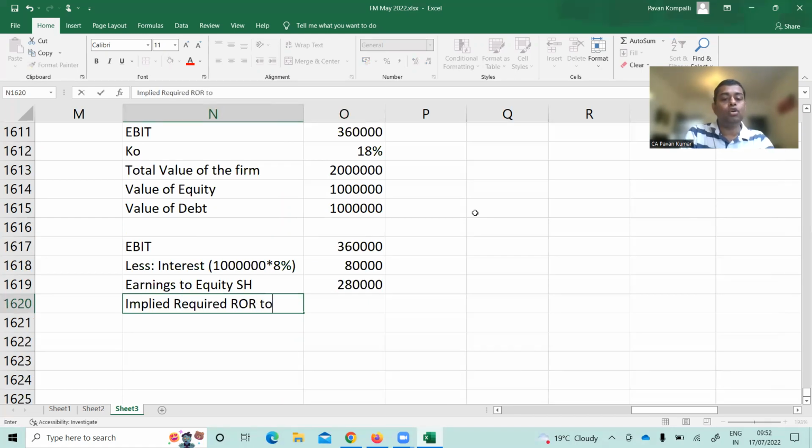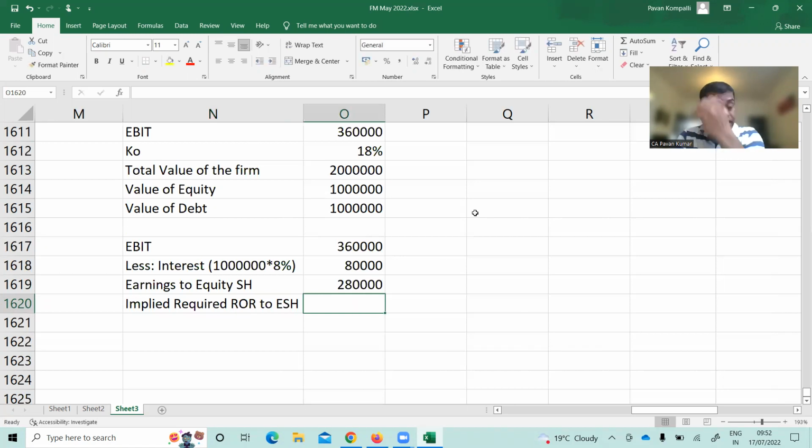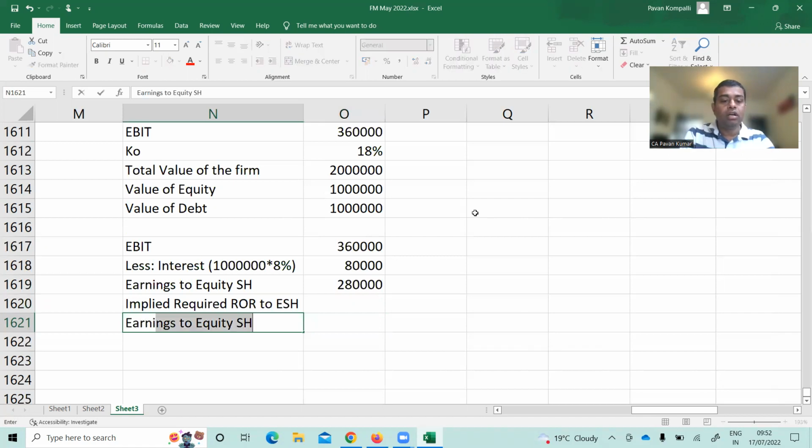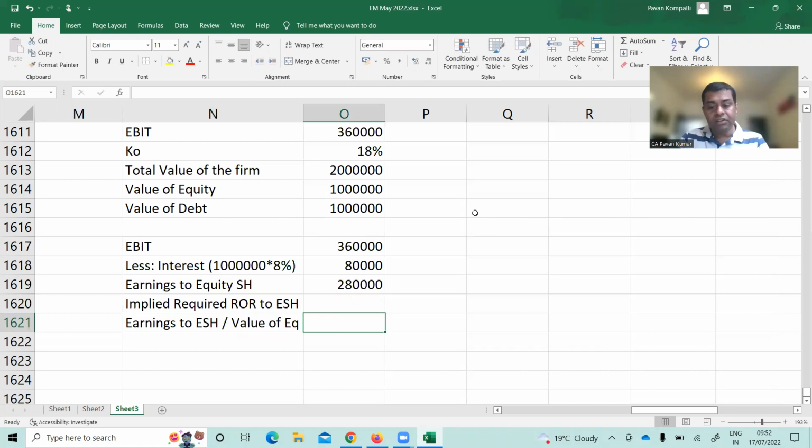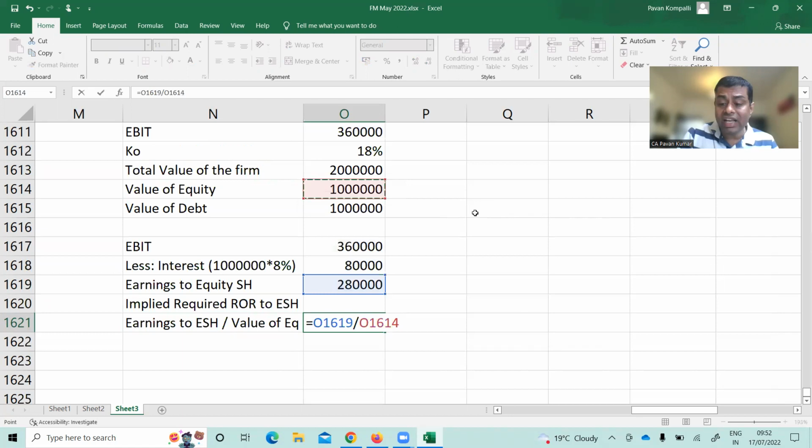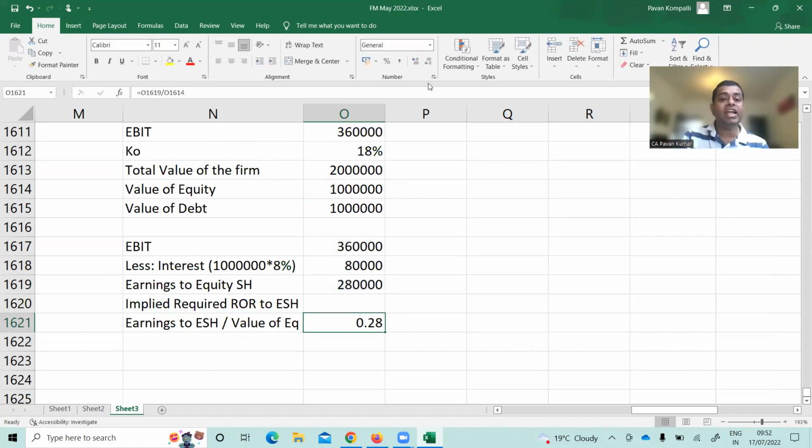Implied required rate of return to equity shareholders is, see, how do you calculate rate of return to equity shareholder? Earnings to equity shareholder divided by value of equity, isn't it? So earnings to equity shareholder is 2,80,000 divided by value of equity, 10 lakhs, so 28%, isn't it? 28%. Correct. That's all.